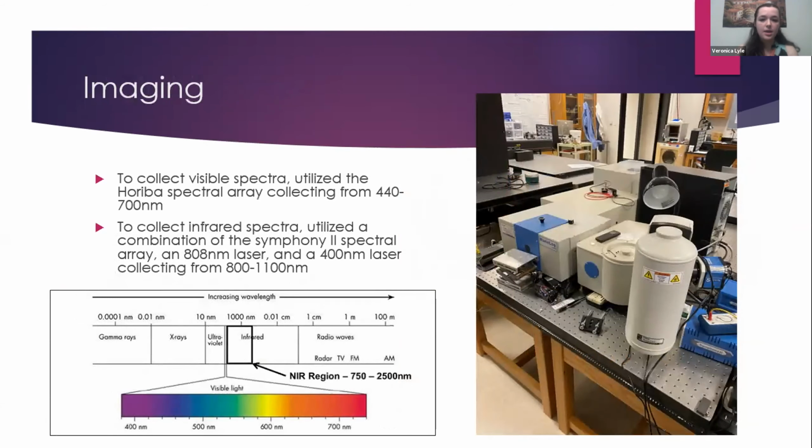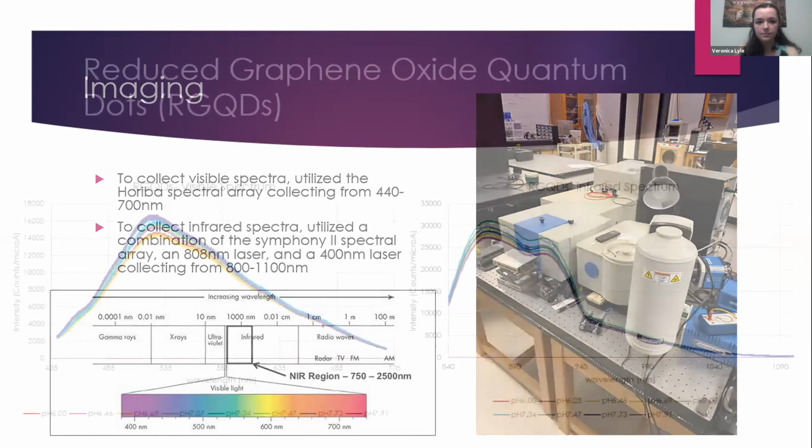Once I was at the desired pH, I would put it into the imaging apparatus, and we had a few different imaging apparatuses we used. The first was the Symphony 2 spectral array for the visible range, and then, based on various setups, we had an 808 nanometer laser and a 400 nanometer laser for the infrared range. And then we charted them.